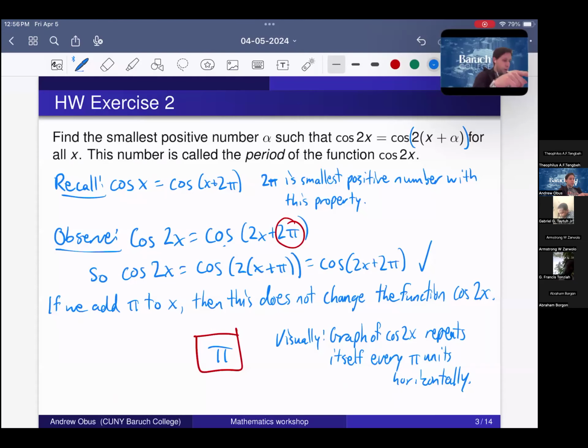Okay, so the answer to this question is pi. Pi is the smallest positive number you can do because pi in this function gives you 2 pi in the other function. Everybody okay?